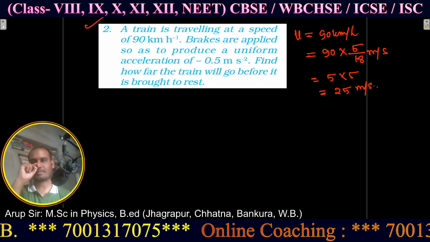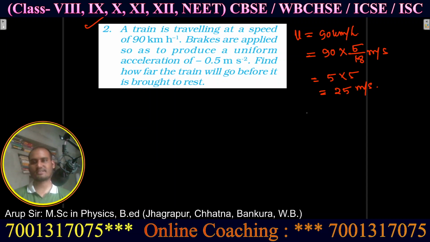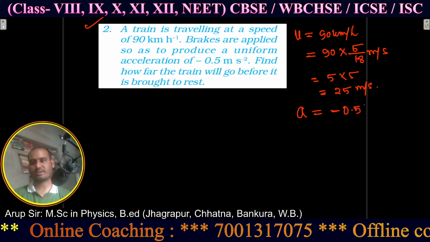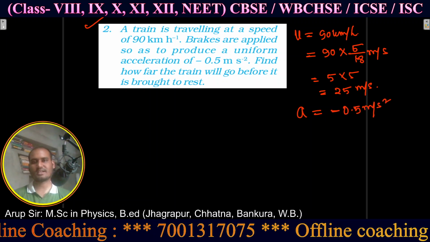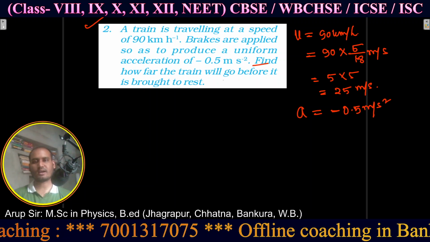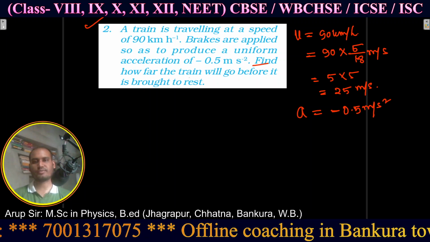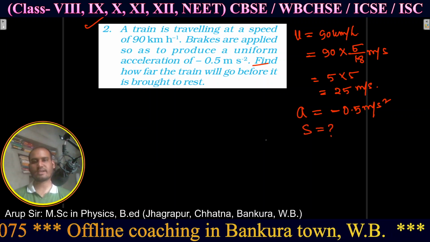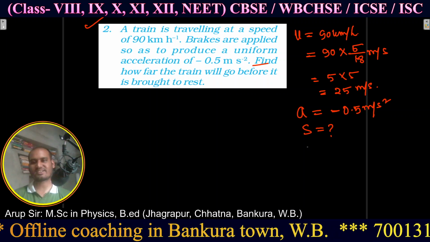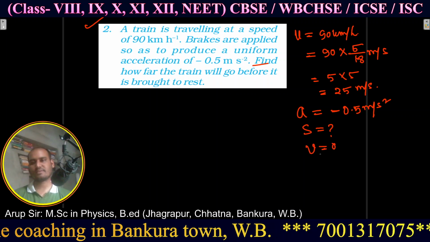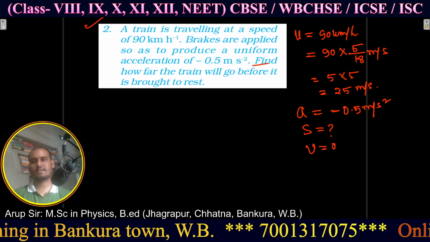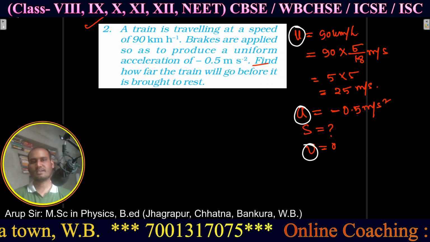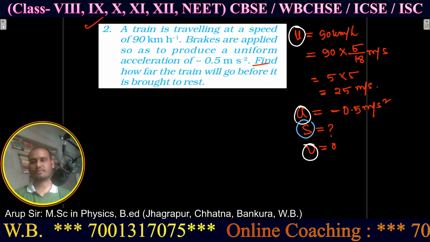Now brakes are applied so as to produce uniform acceleration. So basically retardation is happening, that is 0.5 meter per second square with a negative sign. Find how far the train will go, means distance or displacement we need to find out, before it will come to rest. At rest means final velocity is 0. So basically these are the informations given, and we need to find out the value of this one.